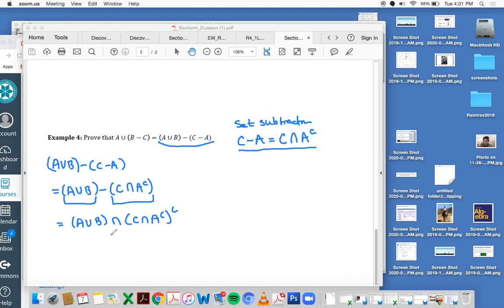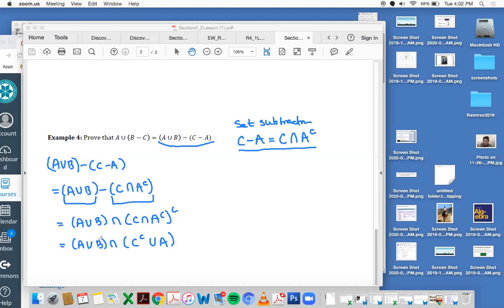All right, so we change things to unions and intersections, so then we can apply some of the rules above. I see this complement right here, so I can do De Morgan's law. So I have A union B intersect with the complement of C, and the union A complement turns into A, negating a negation.